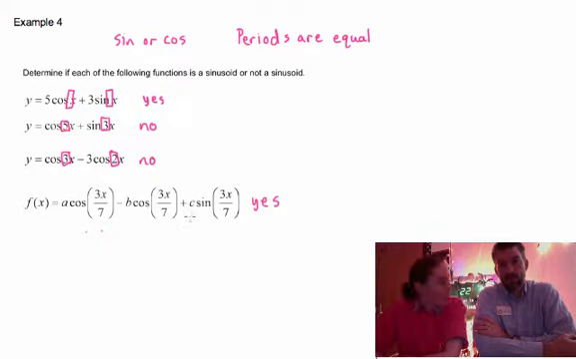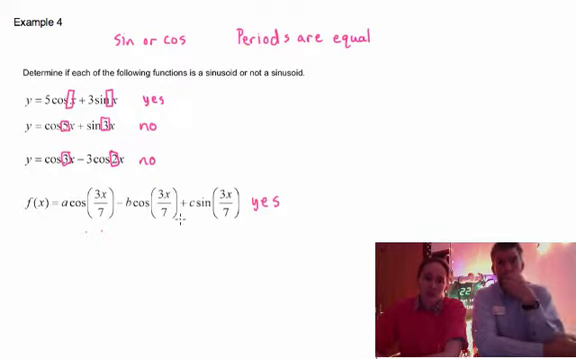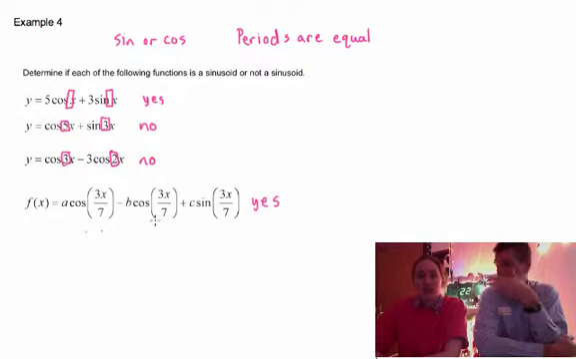Now, this last one we could not actually graph. You could pick some numbers for A, B, and C and then graph it, and it should look like a sinusoid.